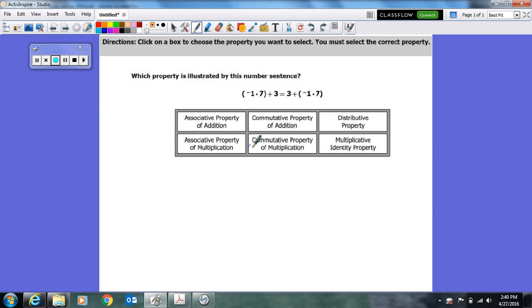So this is one of those technology enhanced questions, and we would click on the box, and that would be our answer that we'd want to select. So we're looking for which property is illustrated by this equation. Is it the associative property of addition for multiplication, the commutative property, distributive property, multiplication property? And in order to solve this, there's really only one way to know how to do this, and that's know your properties. And if you recall, the associative property, whether it's for addition or multiplication, looks kind of like this.